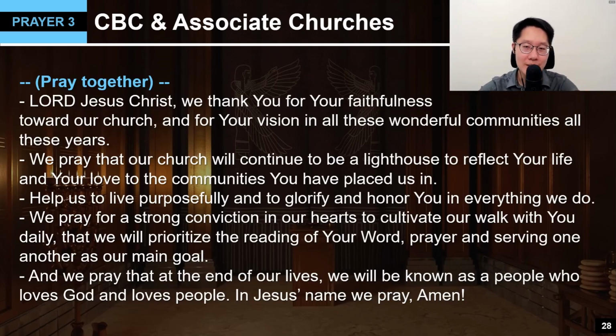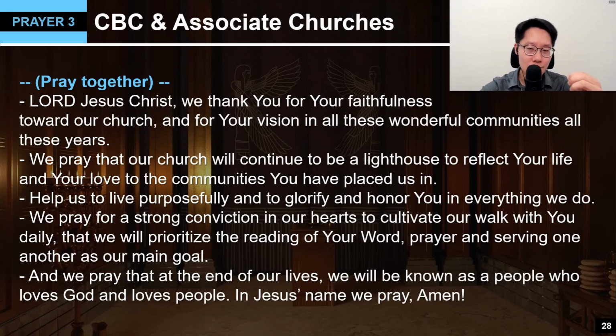Lord Jesus Christ, we thank You for Your faithfulness toward our church and for Your vision in all these wonderful communities all these years. We pray that our church will continue to be a lighthouse to reflect Your life and Your love to the communities You have placed us in. Help us to live purposefully and to glorify and honor You in everything we do.